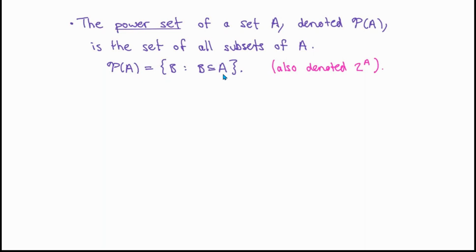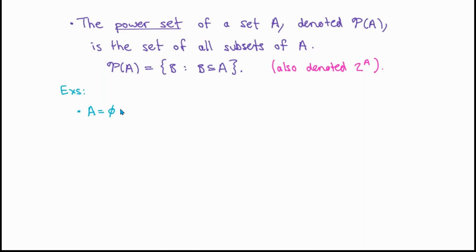Two common notations for the power set are to write curly P of A or to write 2 to the power A. I usually prefer to use the first notation, but you'll see the reason for the second notation in just a minute. This is an important set operation, so let's look at a few examples. First of all, let's consider probably the simplest example, which is when the set A is the empty set.